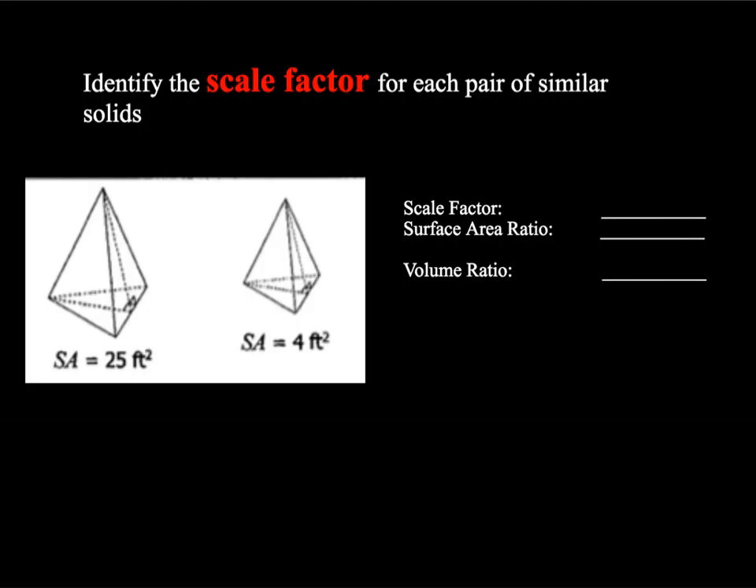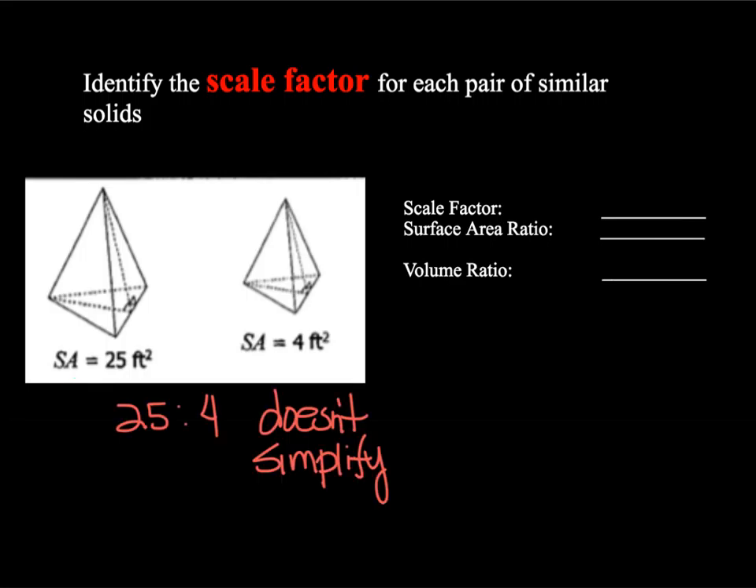All right, so this question says identify the scale factor. However, I'm noticing that they did not give me a side to a side. They actually gave me the surface area. First thing I want to do, write it as a ratio and reduce. The ratio for the surface area is 25 to 4. It does not reduce. We're going to go ahead and write it in on this line, 25 to 4. So no matter what we're given, we write it in and we always go to the scale factor.